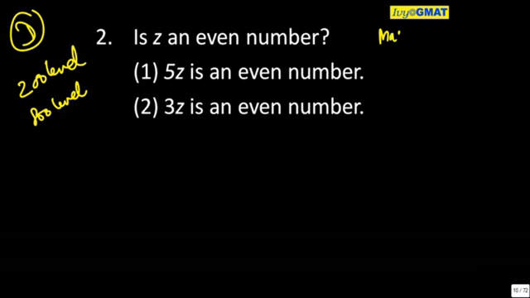Normally in math, we have been told that if 5 into something Z is even, obviously that means Z has to be even or odd. Odd into something has to be even, so the value has to be even. Z has to be even. But the problem is we have missed certain thing here.